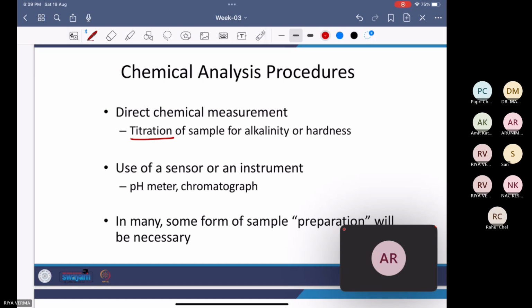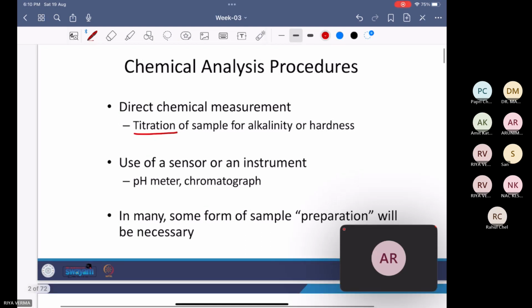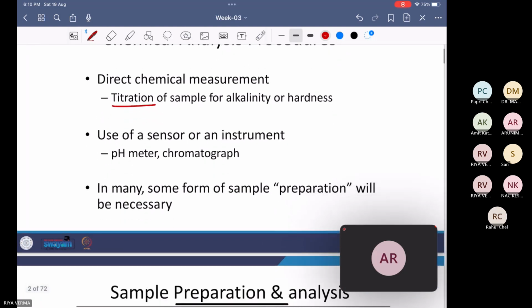Next is direct measurement instruments, like the use of a sensor or an instrument. So we have pH meters, chromatographs, and also spectrometers. These are the instruments that we use in laboratories. And we also have the same type of sensors that we use for the monitoring of air quality. So we have air quality sensors as well.